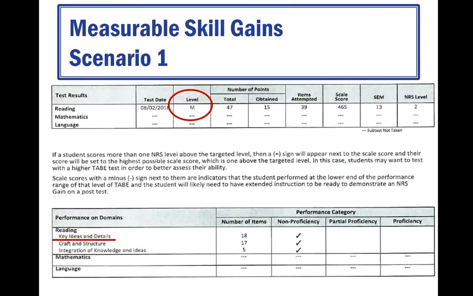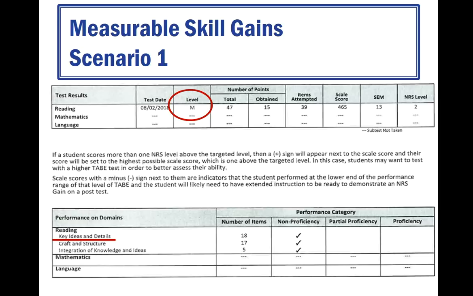And let's look at this first scenario. We're looking at a student who scored at an M level on reading with a scale score of 465. With that scale score in mind, and after viewing Lori's webinar that showed us that at the M level, key ideas and details down here at the bottom, this particular part of the test encompasses about 47% of the level M test. So I'm going to try and get a big bang for my buck and find a lesson that addresses key ideas and details.